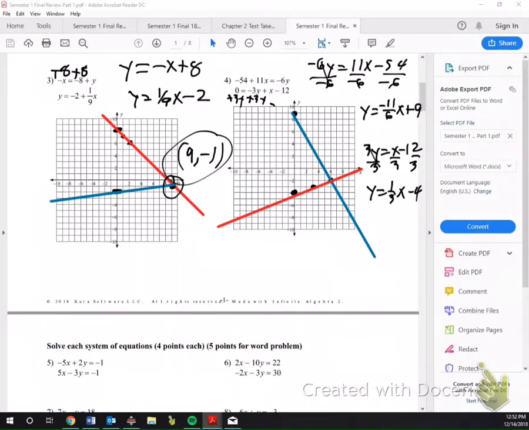Now notice what I did on all of these is I went and put it into point or slope-intercept form. So 1, I think it's the easiest to graph from, and 2, it's the one that people are most familiar with. So, win-win.